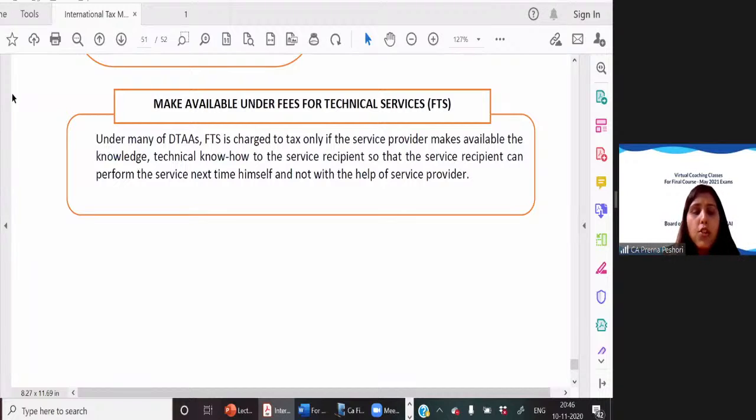Now, how could these questions be asked? These could be asked as direct questions in terms of theoretical questions. These can be asked, not as a numerical one.